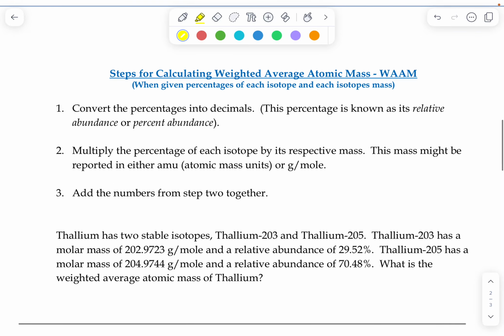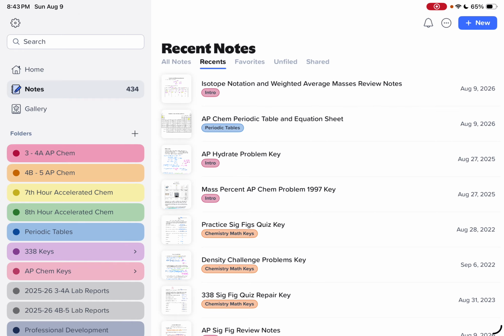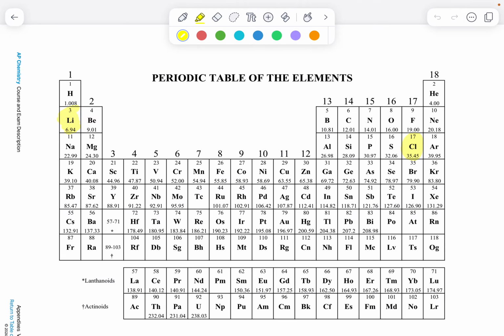We are going to do 2 more examples today. One where we see where that number on the periodic table comes from, the weighted average atomic mass that you see on the periodic table. So if I pull up my periodic table really fast, that would be like when we're talking about lithium being 6.94 or chlorine being 35.45. Where do those numbers come from?